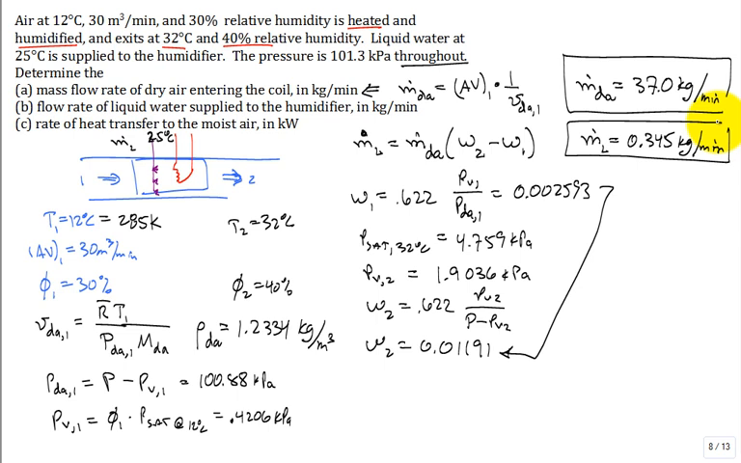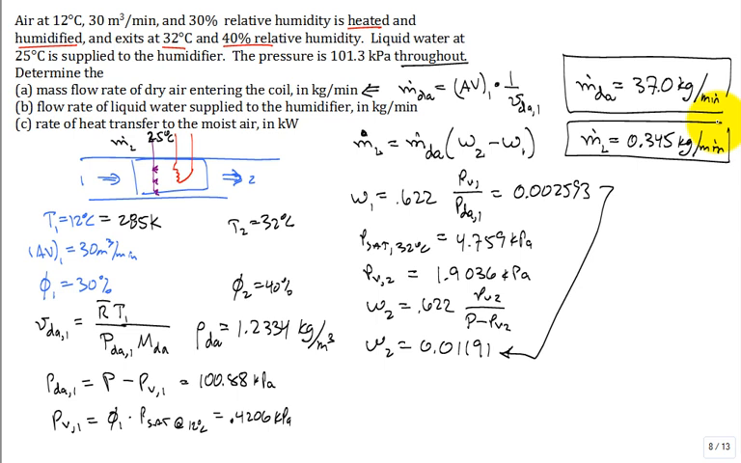Of liquid water. The mass flow rate that goes out. Given, am I right? Or should we calculate? Oh, we should. Yeah. Because it was confusing about the m dot for dry air. Yeah, that's what goes in and goes out. 37 goes through the system. 37 kilograms per minute of dry air.